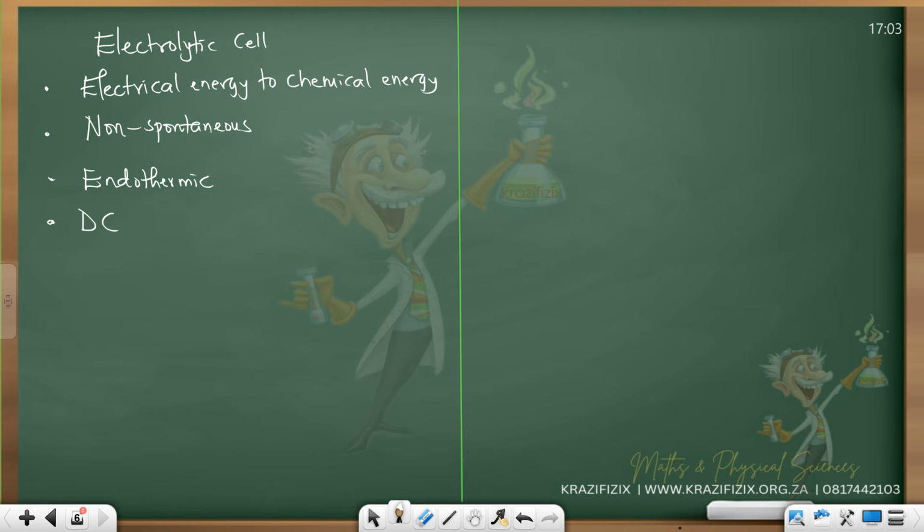Why DC? Oh, so it doesn't switch the polarity? Yes. To maintain electrical what? Polarity. How much is the salt bridge? No. Salt bridge is not here. Must we get the 25 degrees? Not here. All of that is a galvanic cell.